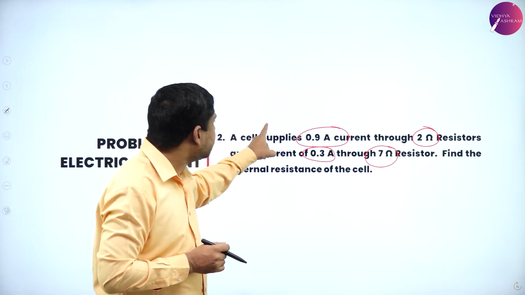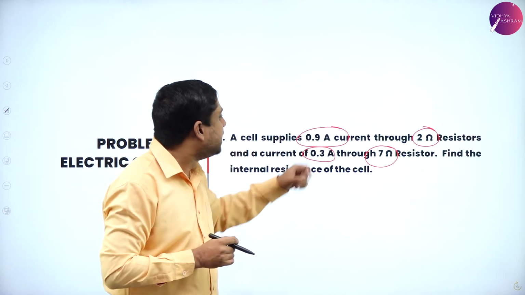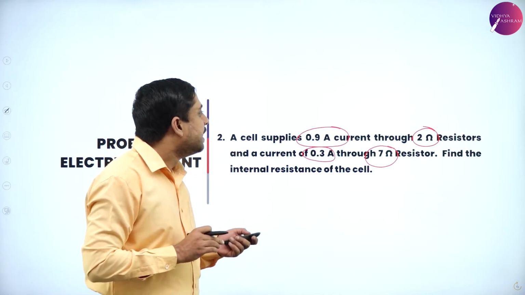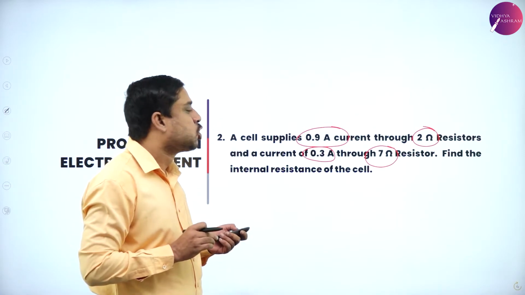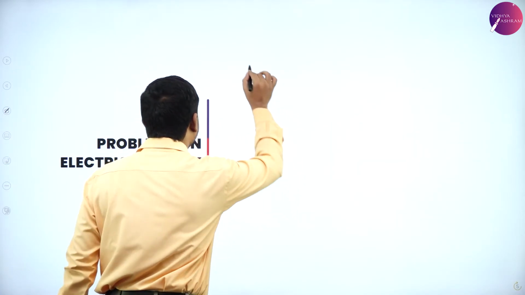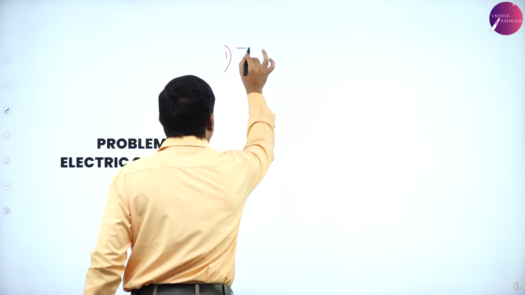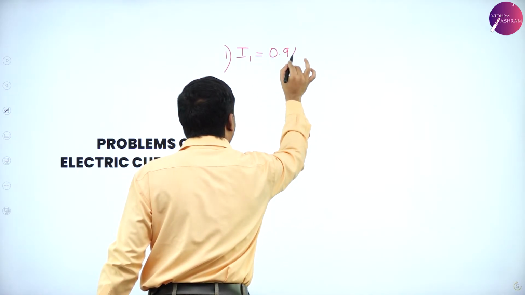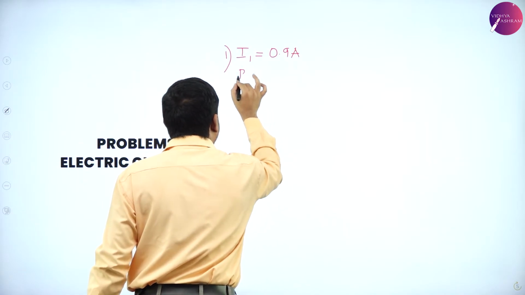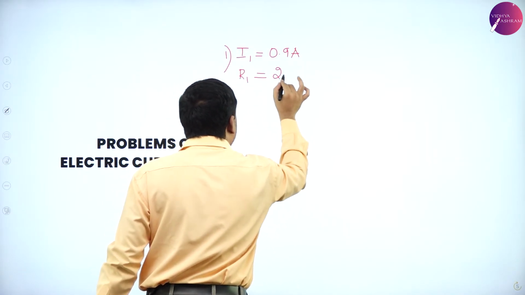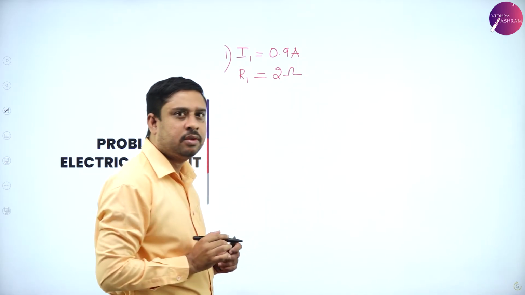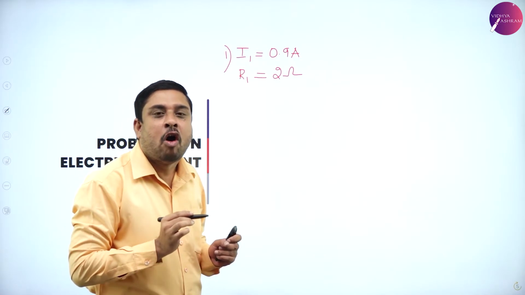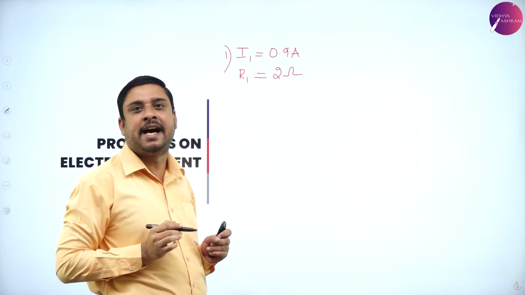Cell supplies 0.9 ampere current when the resistance is 2 ohms. So, in the first case, current is 0.9 ampere when the resistance is 2 ohms. How do I bring in the picture of internal resistance here?